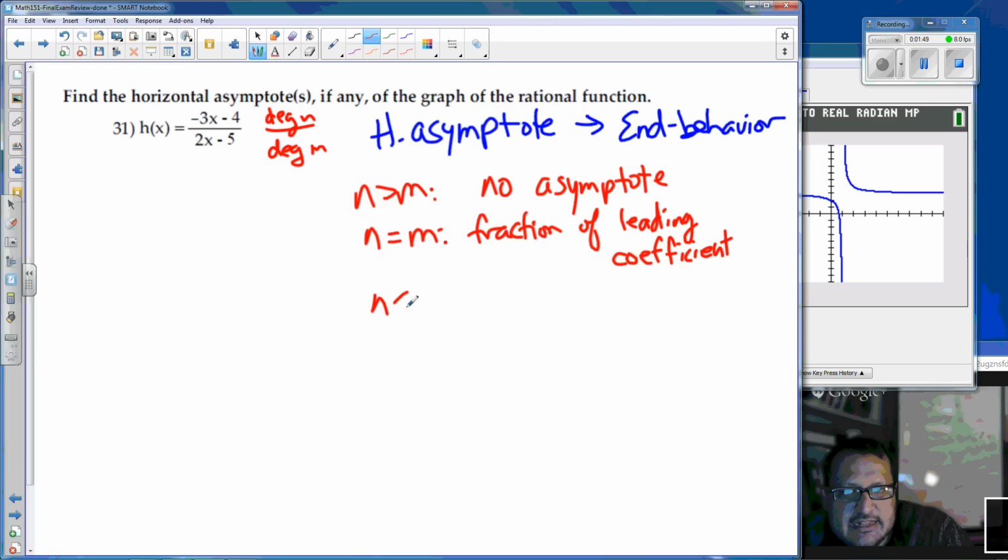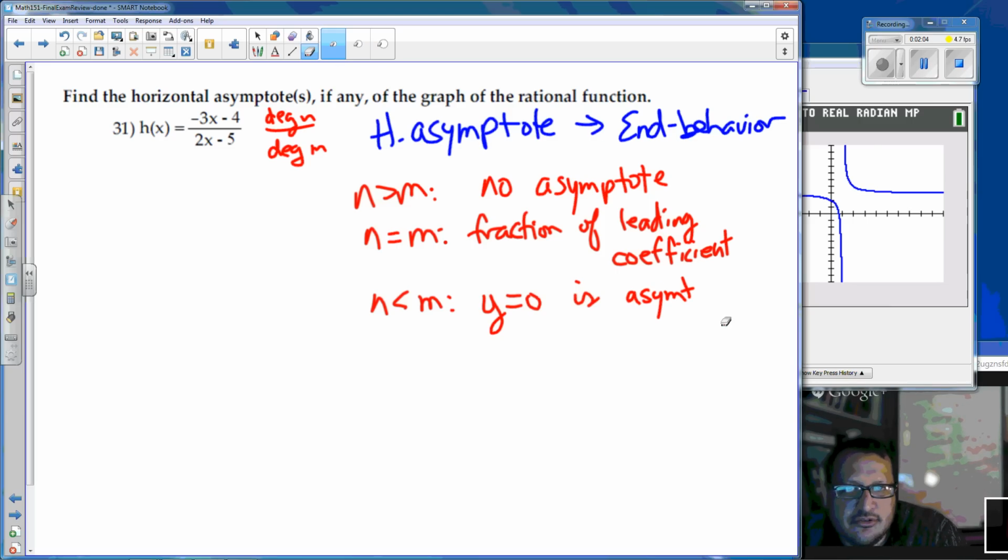When n is less than m, that means the bottom is growing faster, so you're dividing by a really big number. That means that y equals 0 is the asymptote.